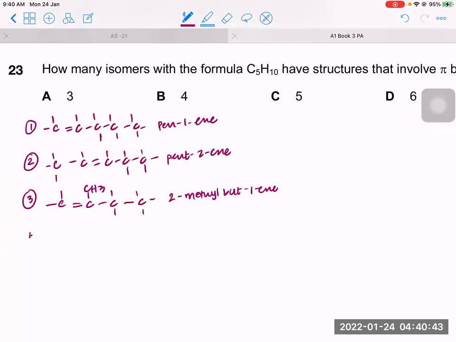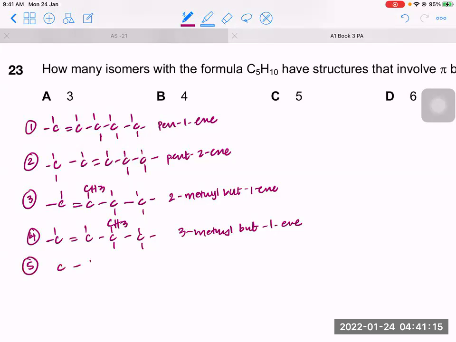Now, can you have a 3-methyl but 1-ene? Which is the most important functional group, alkyl or alkene? Which should get the least number? Alkene. So you will number from this side 1, 2, 3. So can we call this 3-methyl but 1-ene? Yes.